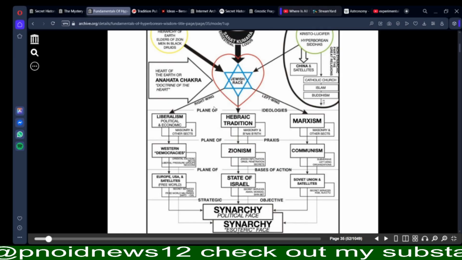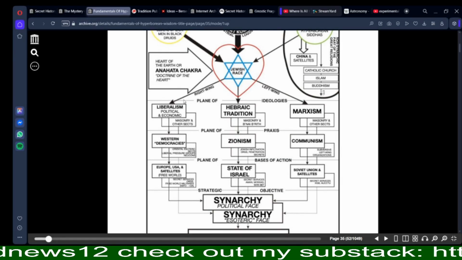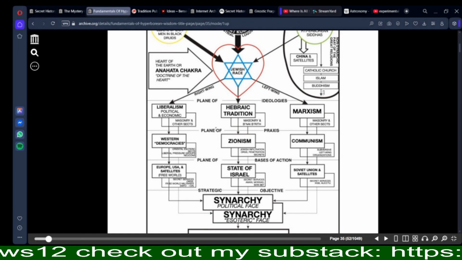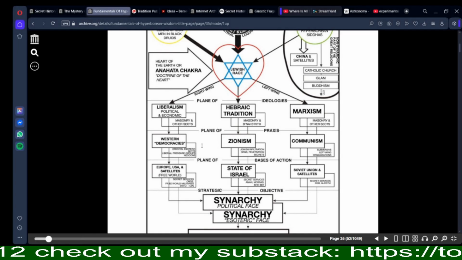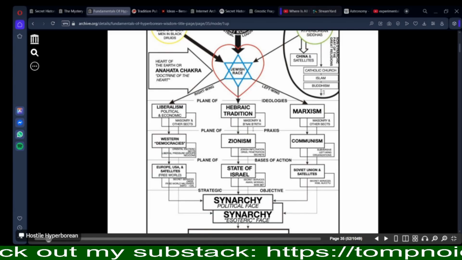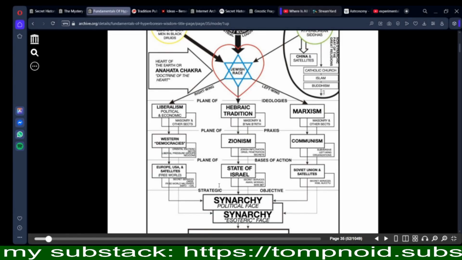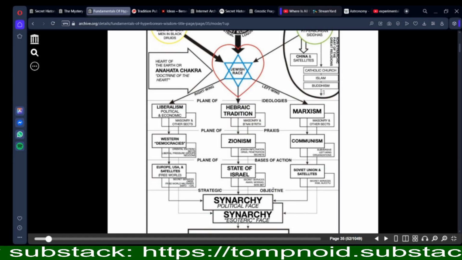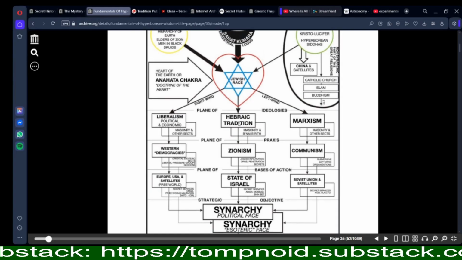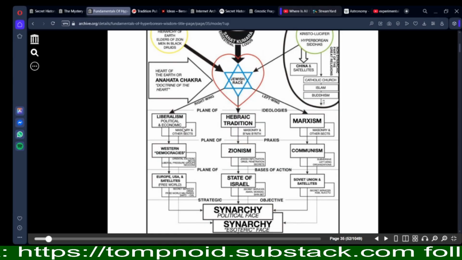Right here, this is where the diagram gets a little more complex. So you have these lines here that separate these planes, right? You see, it says plane of ideologies, plane of praxis, plane of bases of action, and then the strategic objective. So they cover all planes. We can just go through them real quick. Right wing, you got liberalism, political, and economic.